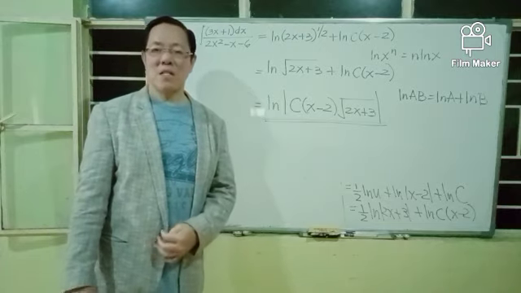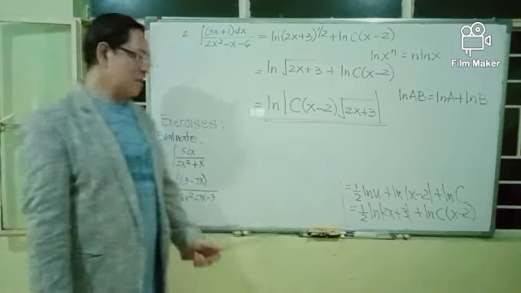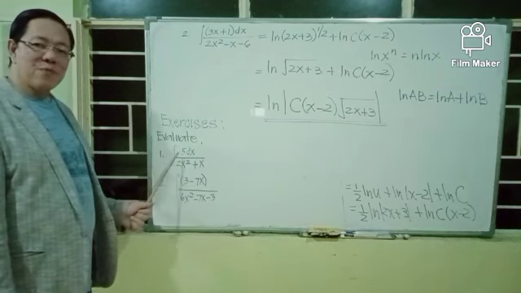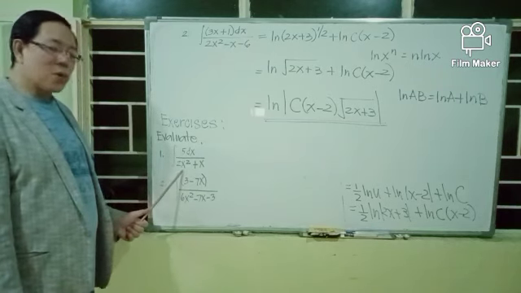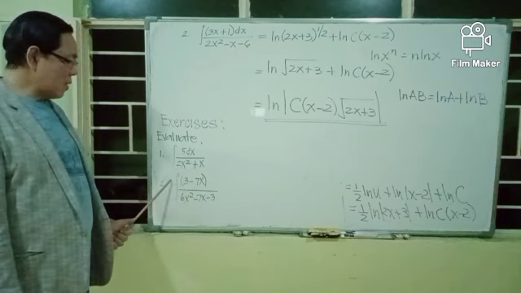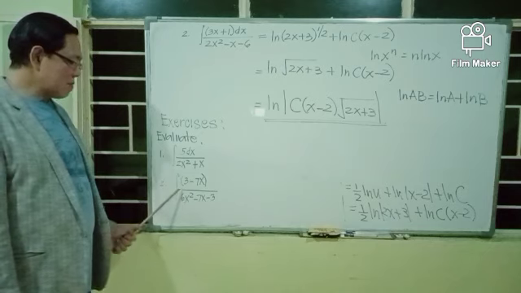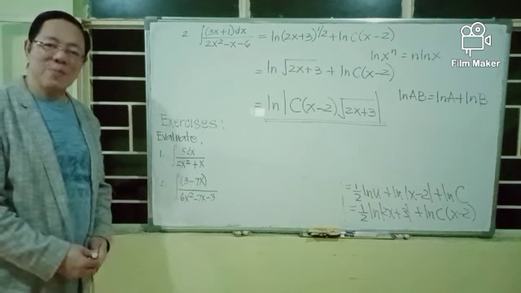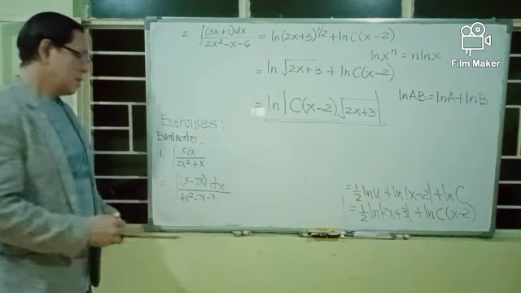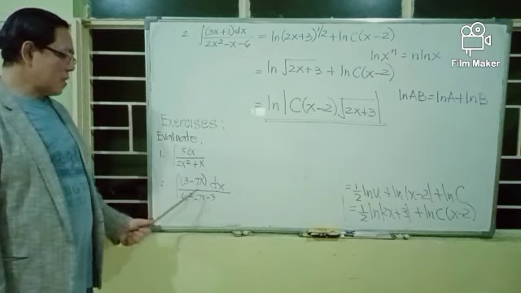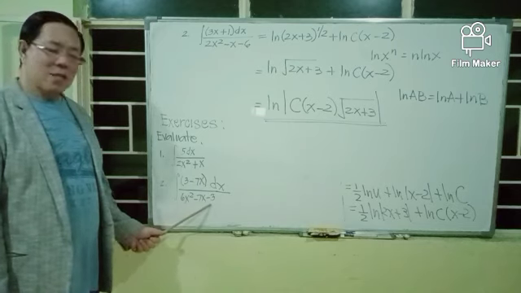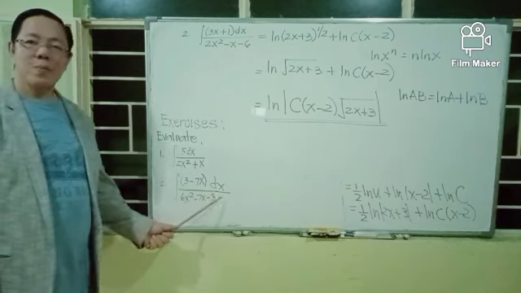And for your practice, please try the following exercises. Evaluate, number 1, integral of 5dx over 2x squared plus x. And number 2, evaluate, that means integrate 3 minus 7x over 6x squared minus 7x minus 3 with respect to x.